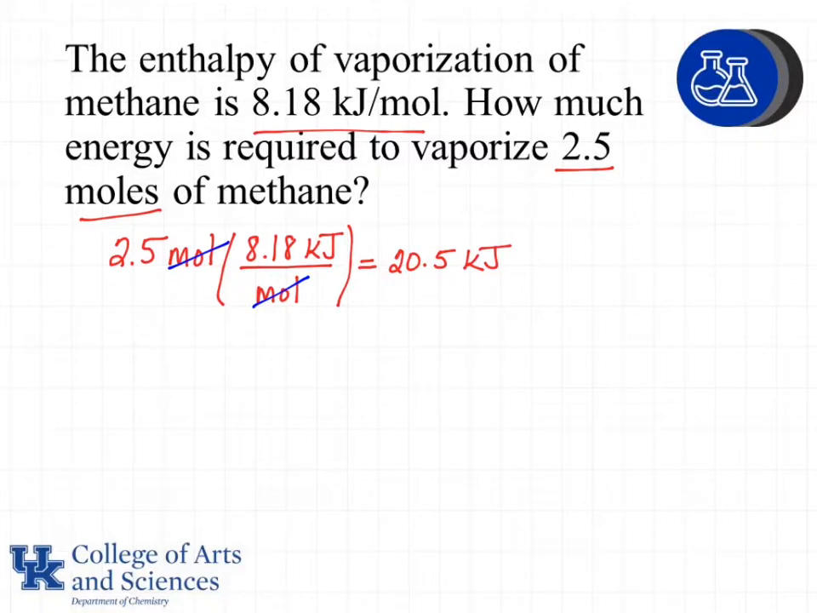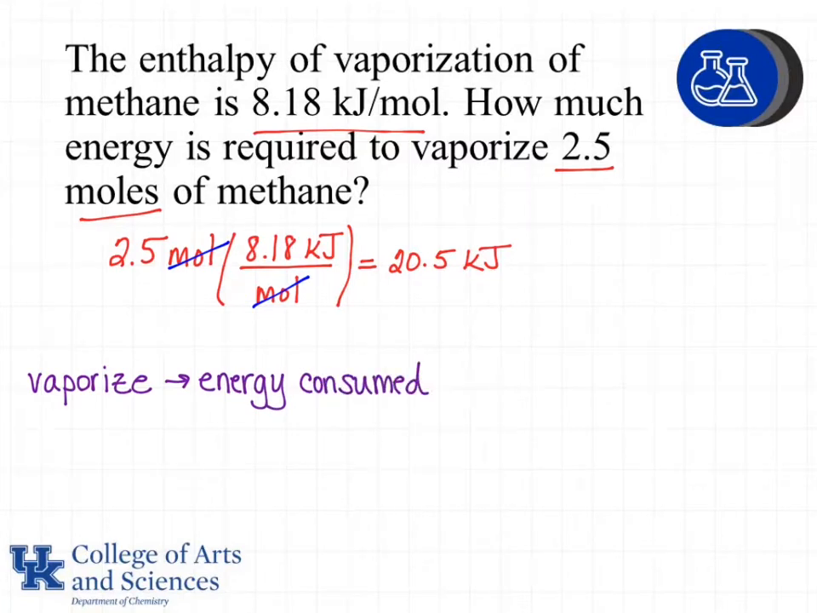These problems are solved just like any other dimensional analysis problem. Look for the simple unit to start with and see what relationships we are given or know in order to get to the units we want for our answer. Remember, this is a vaporization, which means energy is being consumed by the system, so it's an endothermic process, and that tells us that the energy change for this process will be a positive value.